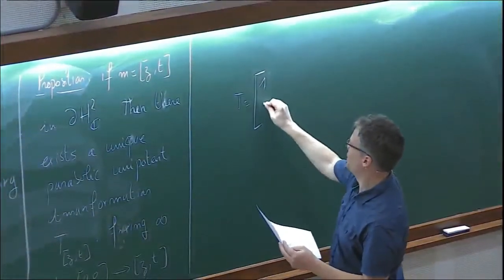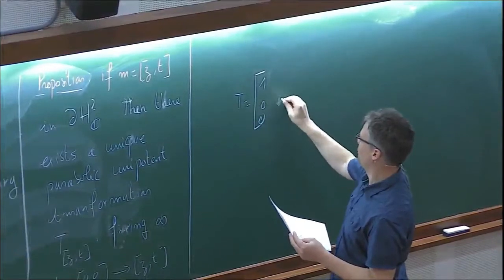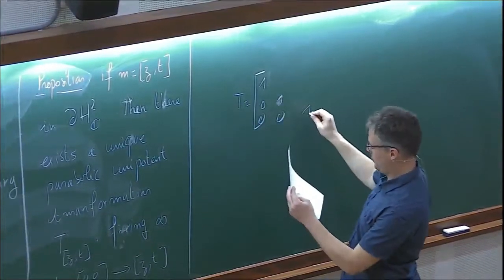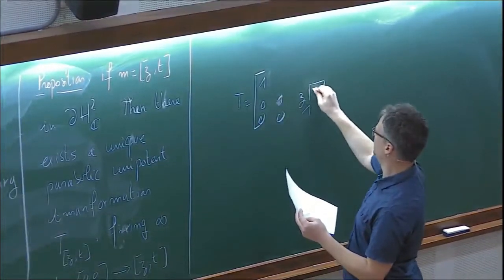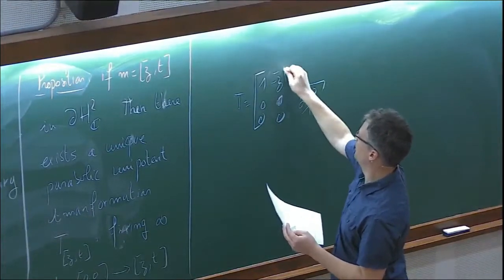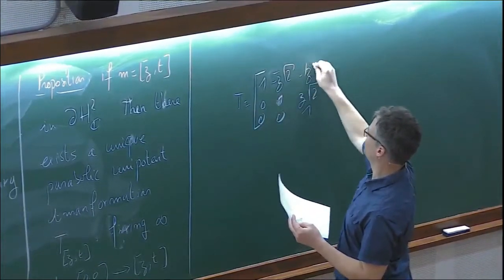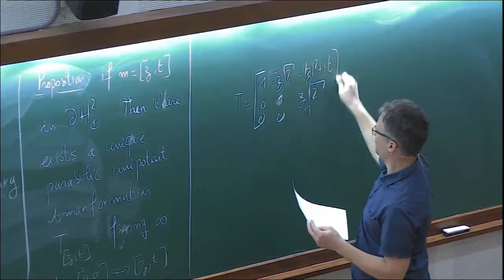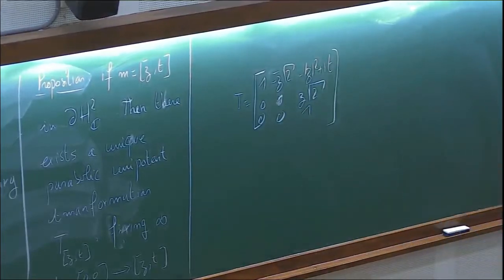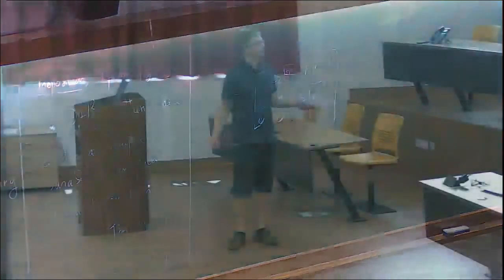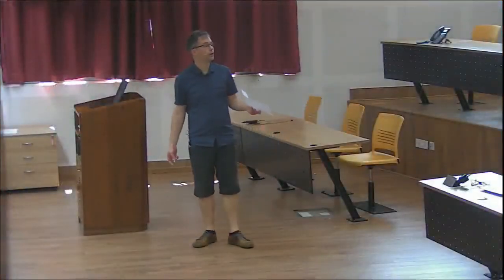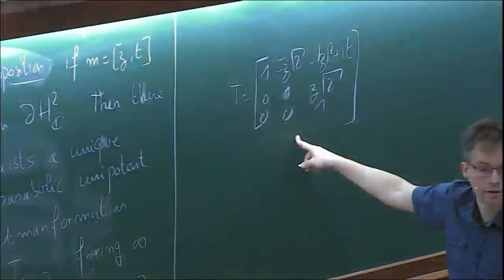So this is 1, 0, 0, 1, 0, 1. And here I'm going to have z root 2 minus z bar root 2 and minus |z|² plus it. This transformation here maps the origin to (z, t). And I'm claiming that this gives me coordinates on the boundary that make it the Heisenberg group. This parameterizes a Heisenberg group.